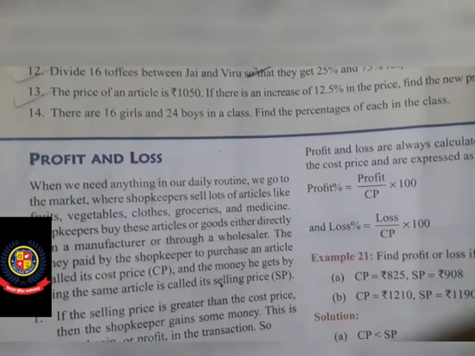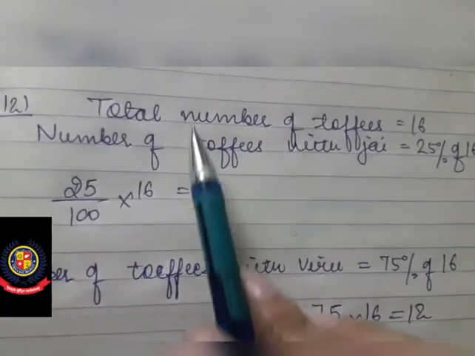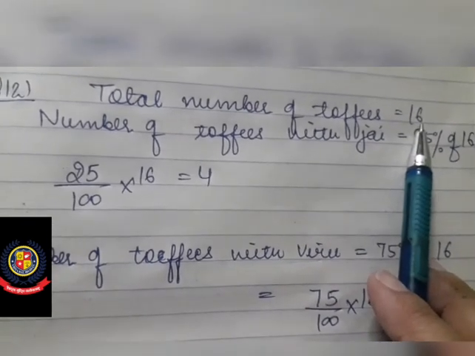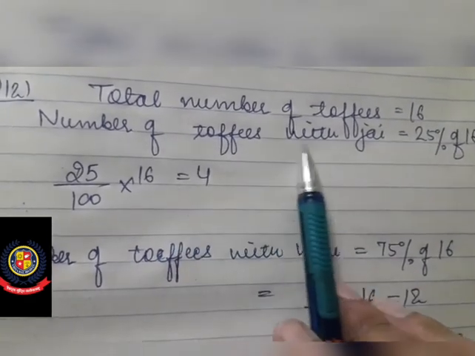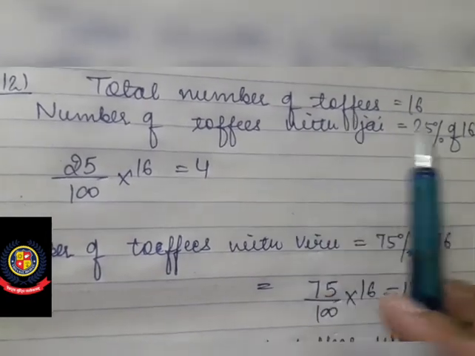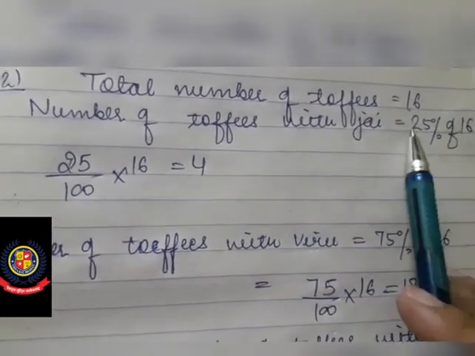So now let's have a look at the solution. So students, total number of toffees is 16. As we know that total toffees were 16. So number of toffees with Jay is 25% of 16. How many toffees does Jay have in total? He has 25% of that total.